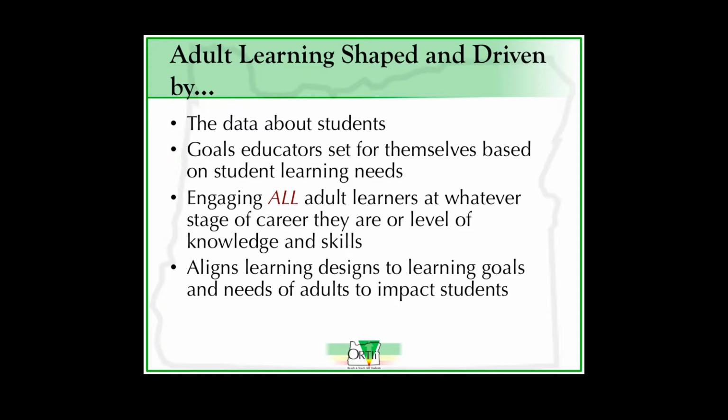Another critical component of adult learning is that it needs to be aligned to the goals and needs of adults to impact students. Adults need to have buy-in. Adults need to be able to practice. So aligning your learning designs to the goals and needs of adults is how we impact students. A requirement is for that growth mindset, to be in a continuous cycle of improvement as a school, having the mindset that all learners grow and the adults in the system are the lead learners.